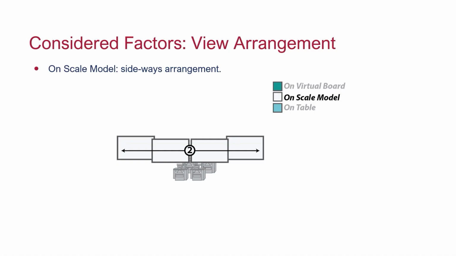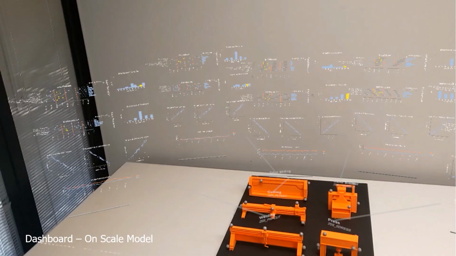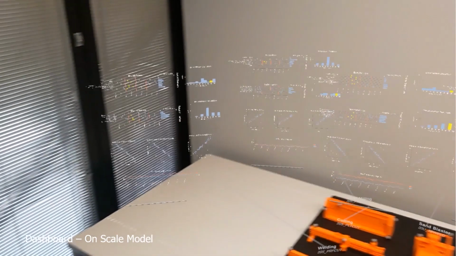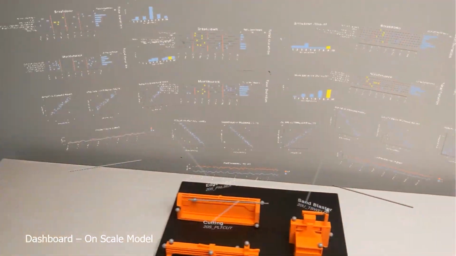The on-scale view arrangement spreads out the views horizontally, aligning them with the user's horizontal visual angle and billboarding them toward the user for an optimized viewing experience. This is the dashboard layout with on-scale model arrangements.